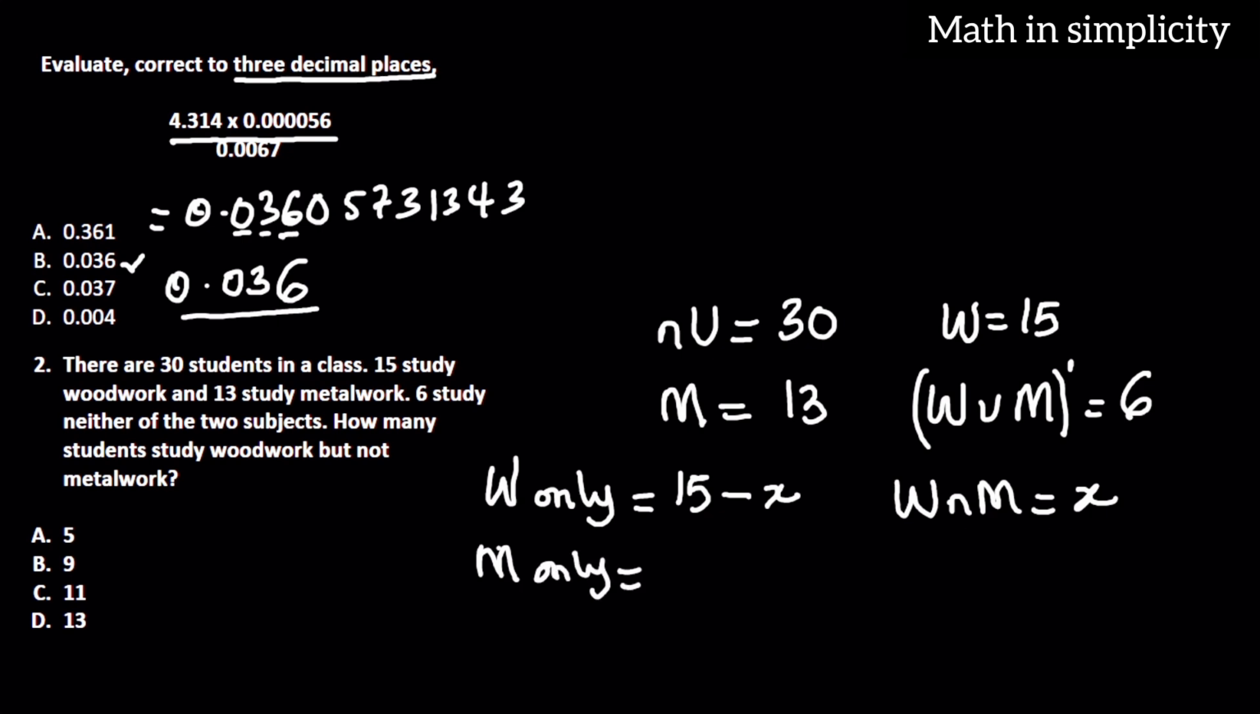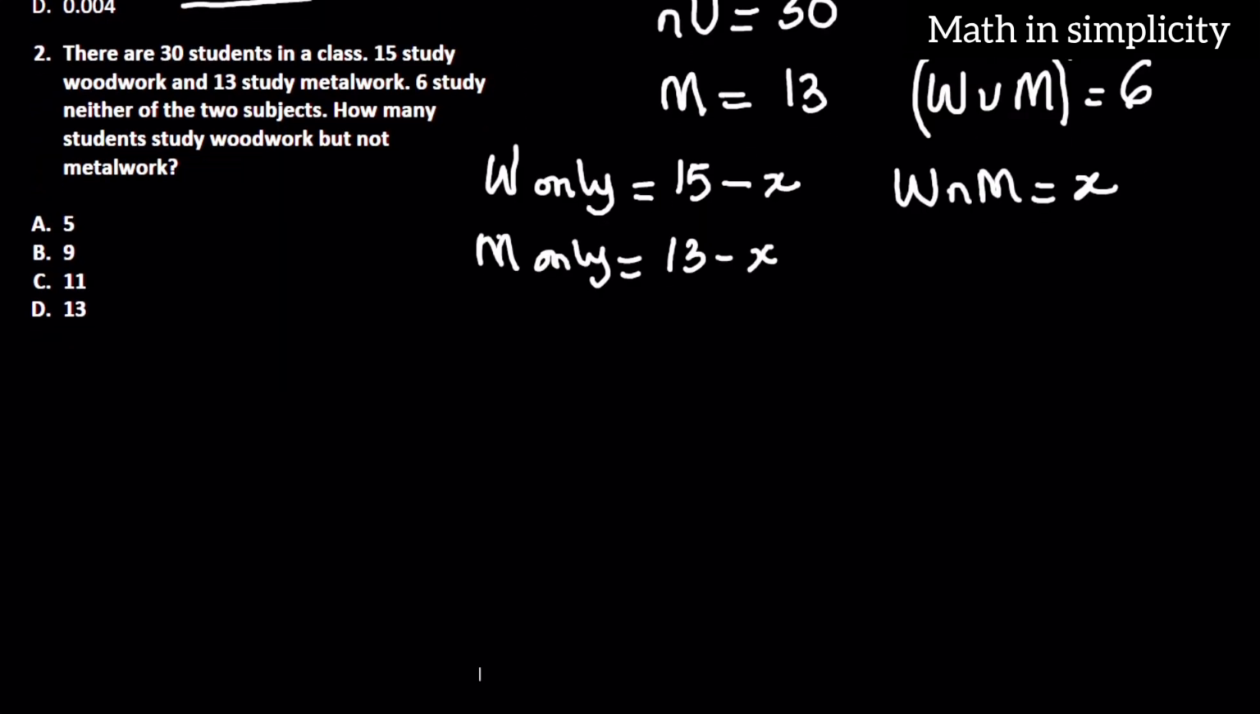Since we have 13 students for metalwork, if we remove the number of students that do both woodwork and metalwork, it will be 13 minus x. So if we can bring out all these values, it's just as though we have finished solving the question already. So let's simplify further.